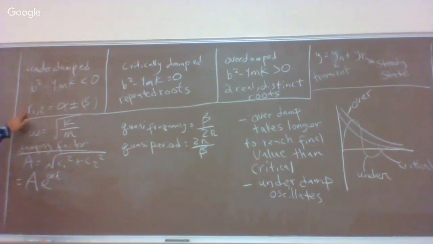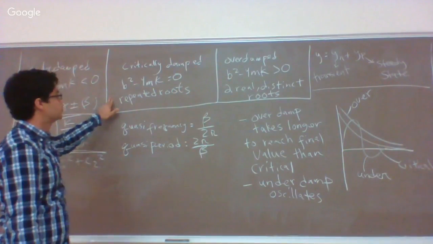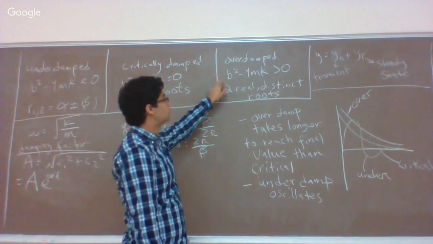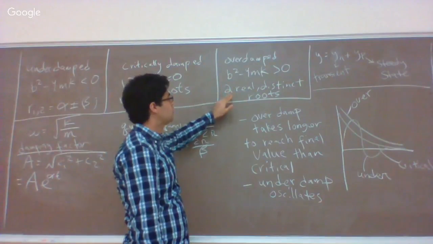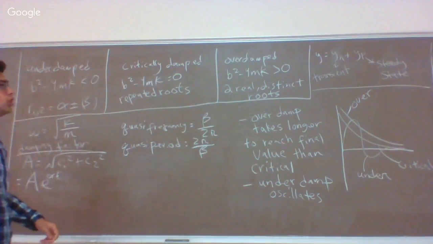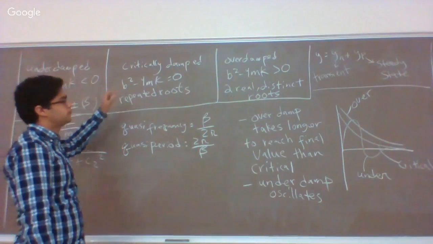And your roots for the homogeneous portion will be a complex number. So you'll have alpha plus or minus beta j. Okay. For critical, b squared minus 4mk is equal to 0, and your roots will be repeated. For overdamped, b squared minus 4mk will be greater than 0, and you will have two real distinct roots. So again, you can show what system you have based on this formula, essentially.